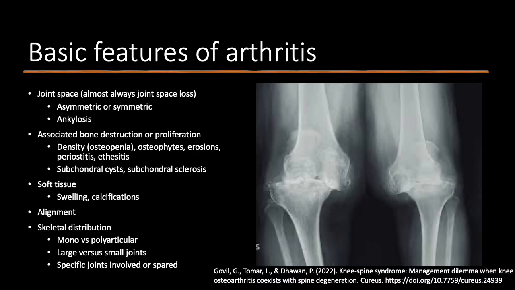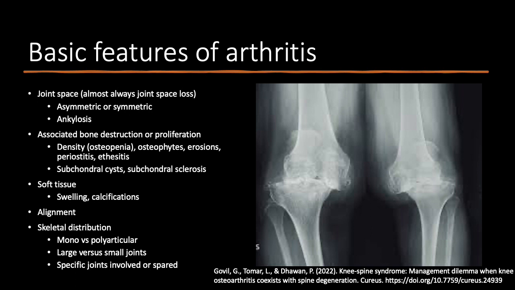A good checklist to have in your mind while assessing radiographs for arthropathies is to look at the joint space, the associated bone changes, look at the surrounding soft tissues, the overall bone alignment, and to look at the overall skeletal distribution. Now this slide uses some terms that I will define as they come up while reviewing certain entities throughout our presentation, but let's just provide a quick overview and break these categories down further.